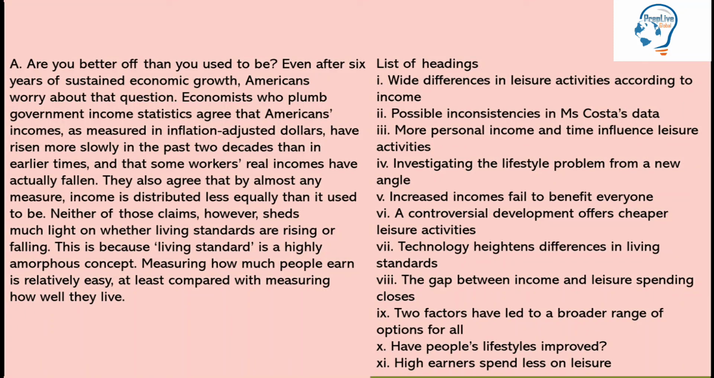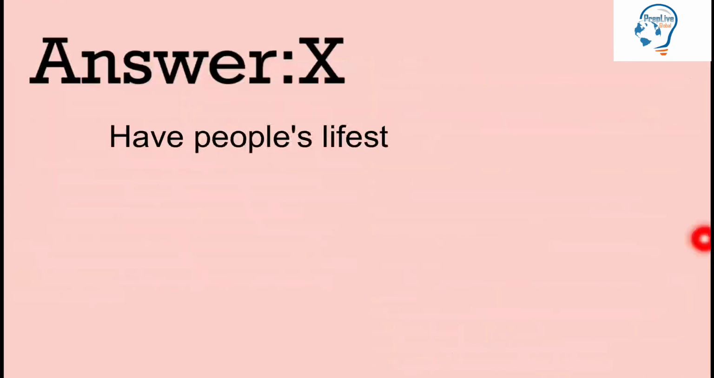Next option is have people's lifestyle improved? Now, this is our answer. It's still a question as we discussed earlier. So, have people's lifestyle improved? Question mark is there. This is our answer. Last is high earners spend less on leisure. See, high earners they are not talking about. So, our answer is option number 10.